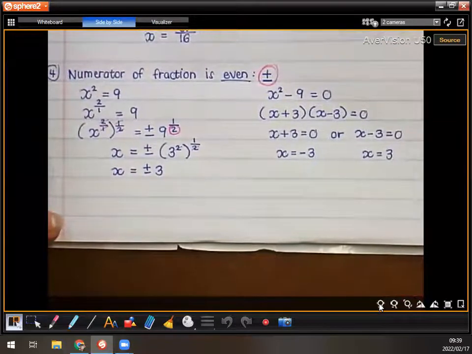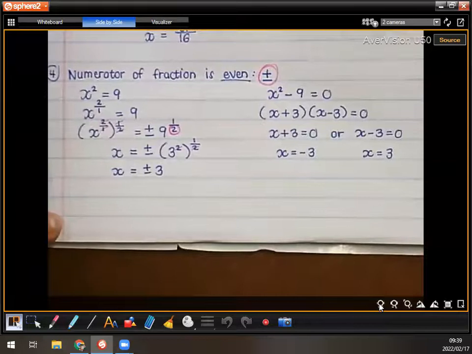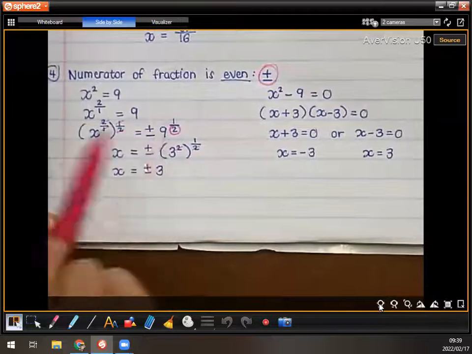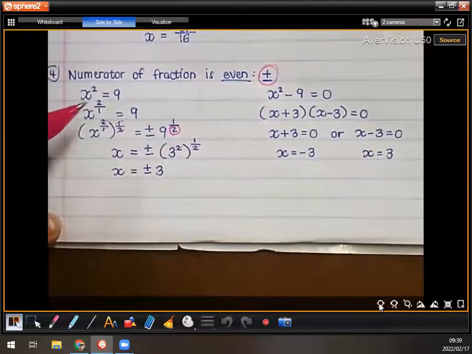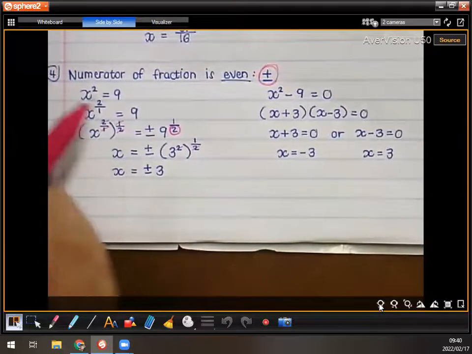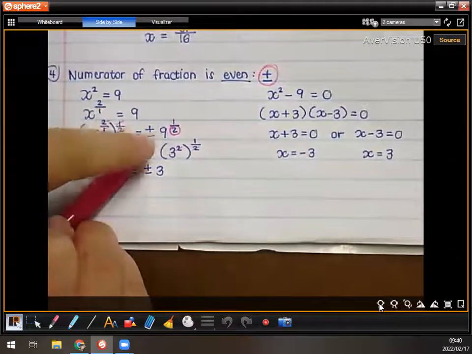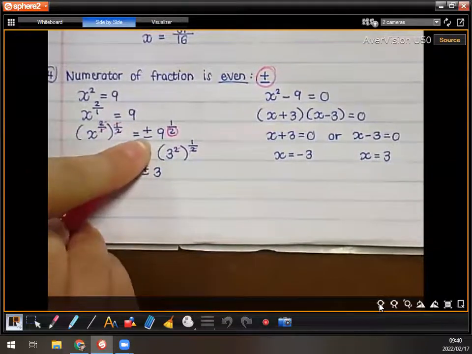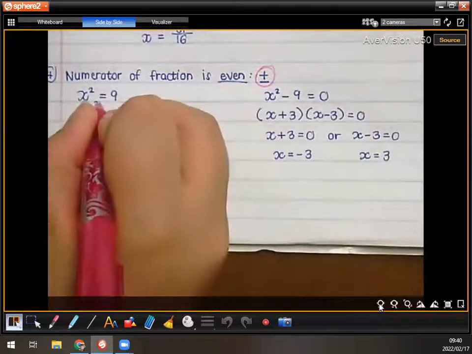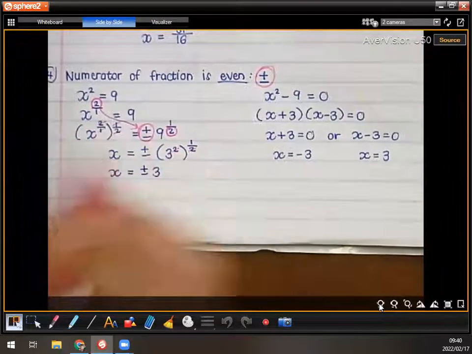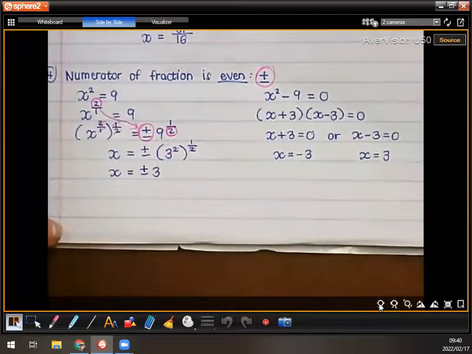In order to get two answers, you have to introduce the plus minus. It's not there by itself. When you're raising both sides to that same power, if you see that the numerator of the fraction, that exponent, is even, you have to remember that as soon as you raise both sides to the same power, you put your plus minus. That's something that you must remember, guys. So just circle that 2 and circle this plus minus. As soon as you see that that numerator is even, you have to remember to put a plus minus.